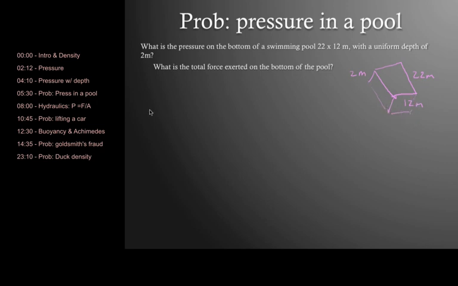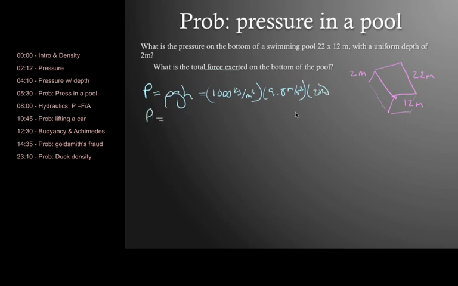All right. So what is the total force exerted on the bottom of the pool, and also what is that pressure? So the pressure is equal to rho g h. All we need to think about is what is this h. So this is 1,000 kilograms per cubic meter, that's the density of water, times g, which is 9.8 meters per second squared, times h, which is 2 meters.